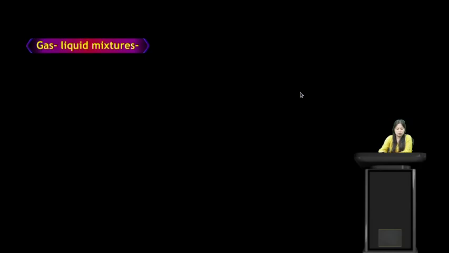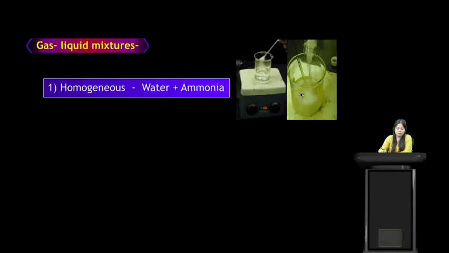The next we have is gas-liquid mixtures. An example of a homogeneous gas-liquid mixture is water plus ammonia. Water is liquid, ammonia is gas. When we mix them, we get a water-ammonia mixture, and it is homogeneous. An example of a heterogeneous gas-liquid mixture is air. We have water, we have carbon dioxide. So this is also an example of gas-liquid mixtures.